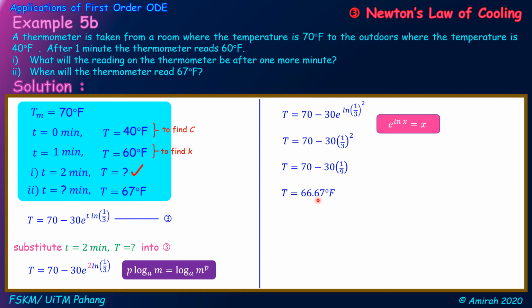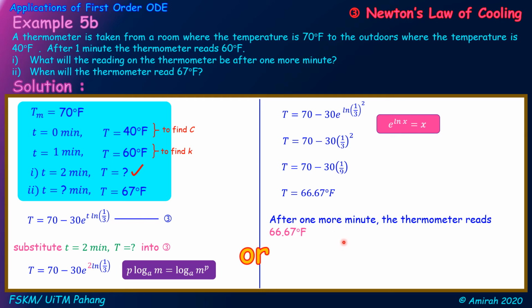So this is the temperature when the time equals 2 minutes, or 1 more minute after 1 minute, which means 2 minutes later. Right, so this is the answer for question number 1. Then we can write, after 1 more minute, the thermometer reads 66.67 degrees Fahrenheit. After 1 more minute here means 2 minutes, because it is 1 more minute after 1 minute.